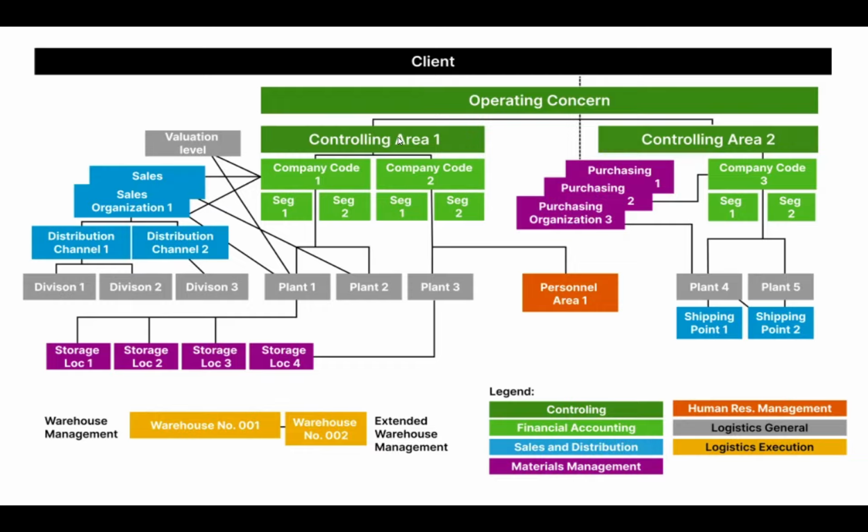Next comes the controlling area. Controlling area is used for tracking internal cost. A company would have multiple departments for, let's say, production, delivery, marketing, etc. The controlling area tracks how much the company spends for each department and compares it with the revenue generated.